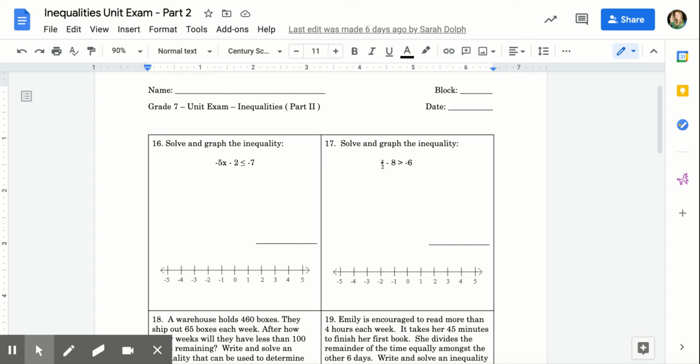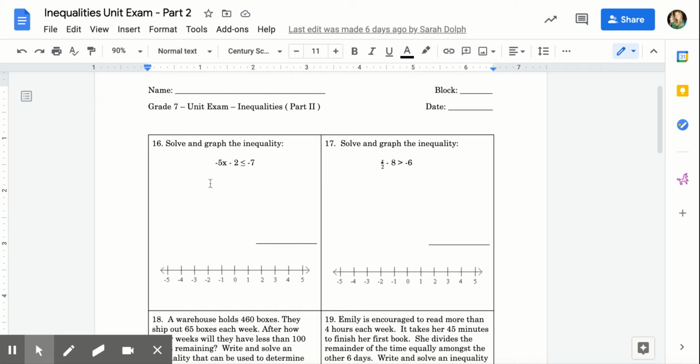Okay, so this is Miss Lindley again. We are going to be doing the grade 7 unit exam, and I'm reading part 2. So for this part, you have to show your work. If you do not show your work, you will not get the credit.